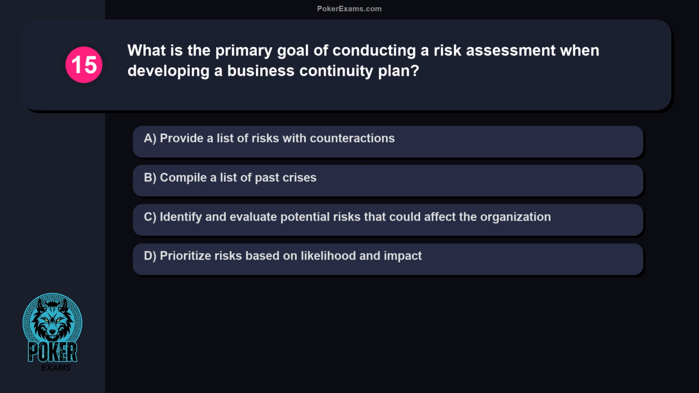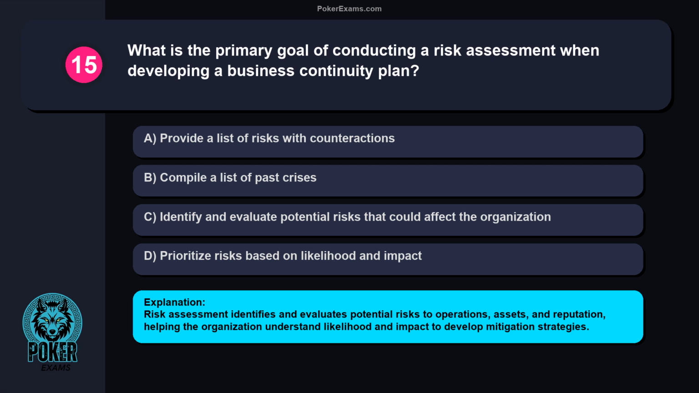Question 15. What is the primary goal of conducting a risk assessment when developing a business continuity plan? Provide a list of risks with counteractions. Compile a list of past crises. Identify and evaluate potential risks that could affect the organization. Prioritize risks based on likelihood and impact. Risk assessment identifies and evaluates potential risks to operations, assets, and reputation, helping the organization understand likelihood and impact to develop mitigation strategies.